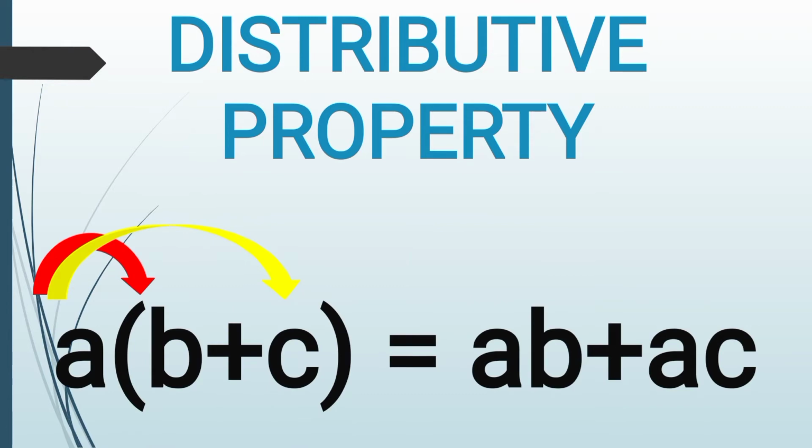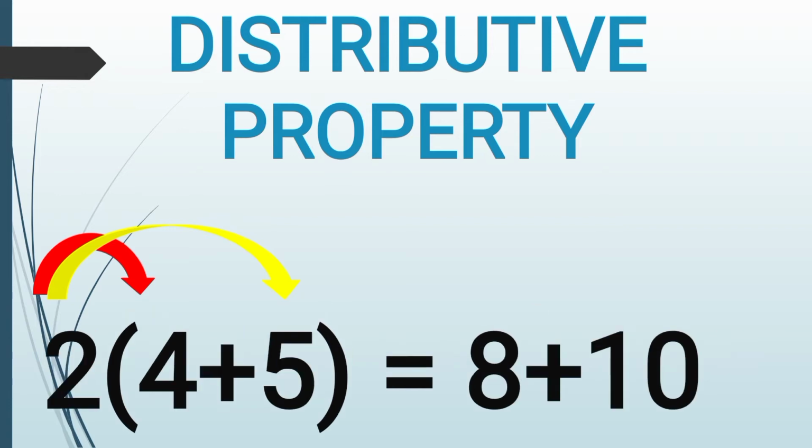Distributive property. A distribute to B by multiplication and A is distributed to C by multiplication. So we have AB plus AC. This is the distributive property over addition, or distributive property of multiplication over addition. Example, 2 multiplied to 4 is 8 and 2 multiplied to 5 is 10, and 8 plus 10.